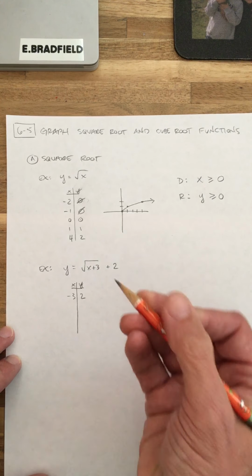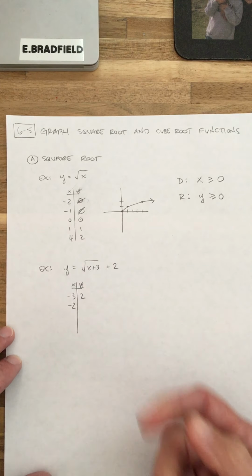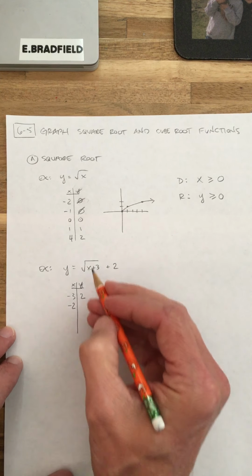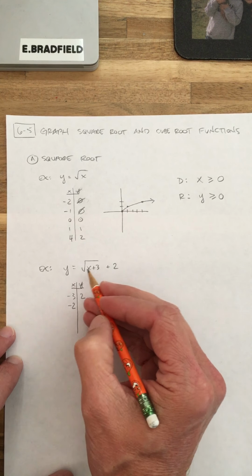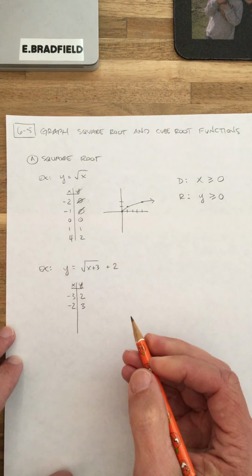All right, let's try -2. Okay, we'll plug in -2. Notice I'm climbing up the ladder. I'm climbing out of those negatives into the positive realm. Okay, so -2 plus 3, that's 1. Good. The square root of 1 is 1. Plus 2, that's 3.